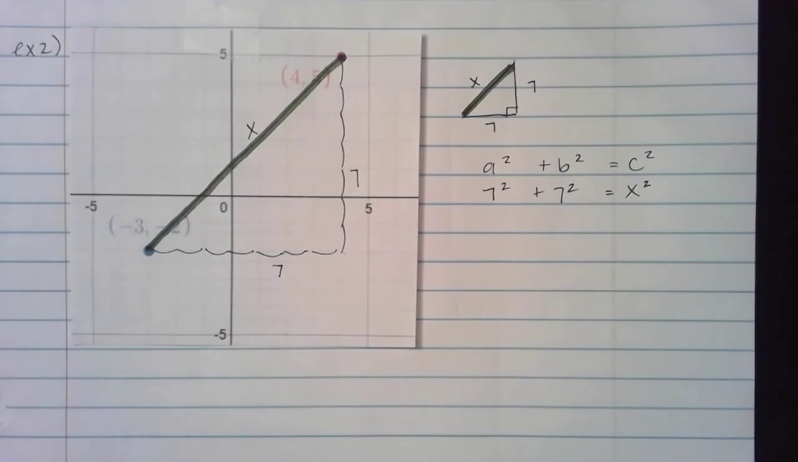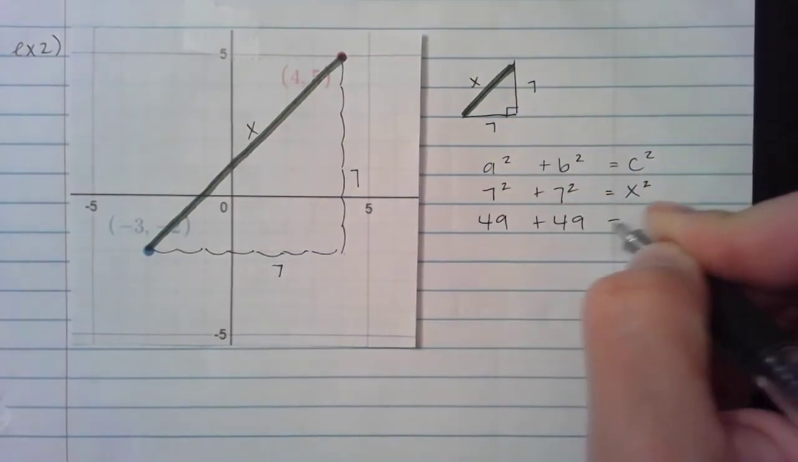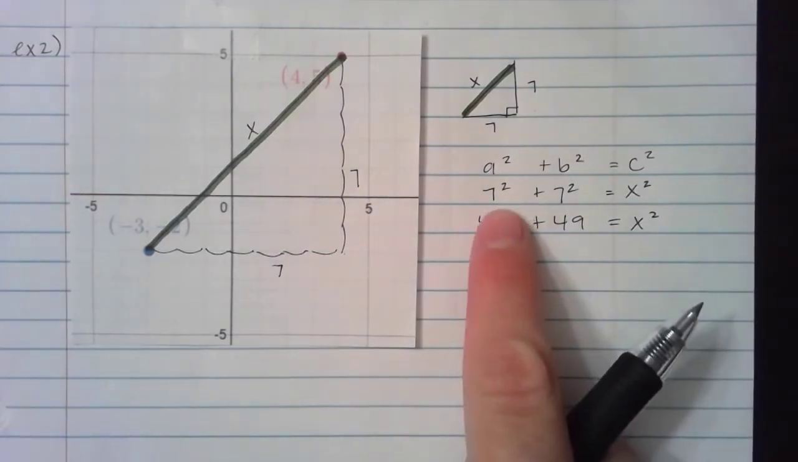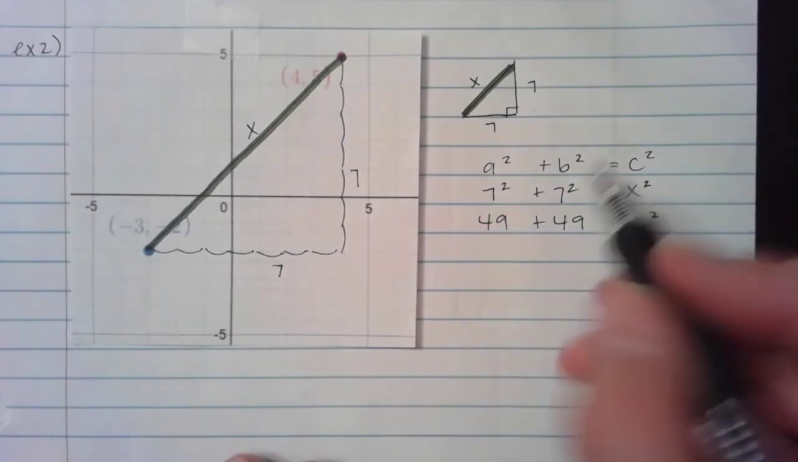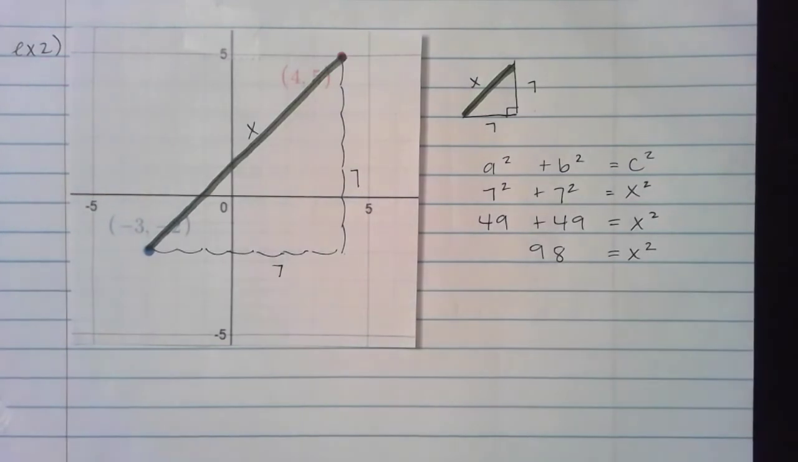So we have 7 squared is 49, plus 49 is equal to x squared. You can do this part in your head, like you could have just typed in 7 squared plus 7 squared, and you could have skipped this part and just gotten to 98 is equal to x squared.